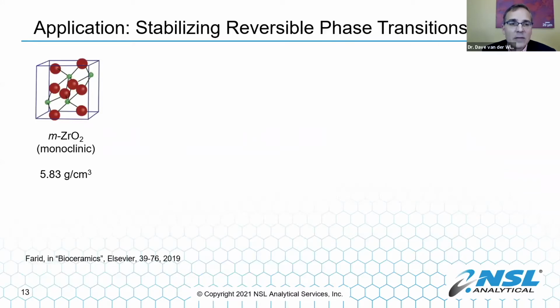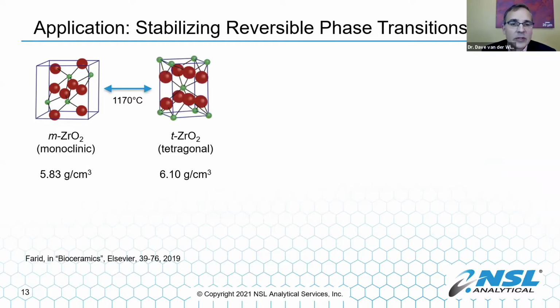Here's an application of why these phases might be important. Another common technical ceramic is zirconia. At room temperature, it actually exists in this monoclinic state with a density of about 5.8. And as you increase the temperature, it will transition to this tetragonal phase, which is quite a bit more dense, about 6.1 grams per cc. But what's interesting there is this is actually a reversible phase transformation. So as the material cools off, it will transition back to the monoclinic form.